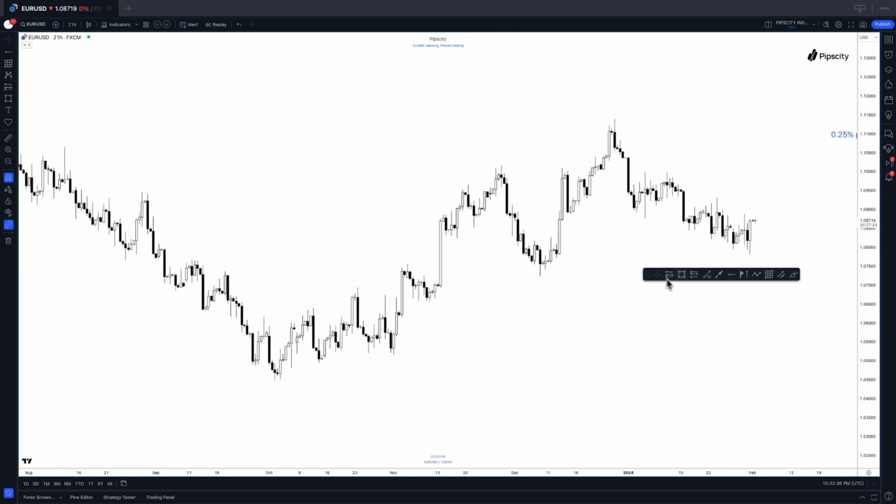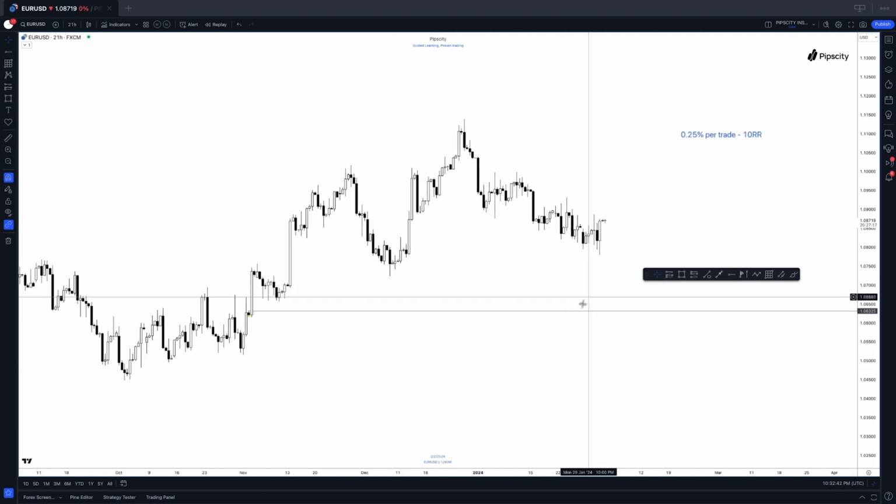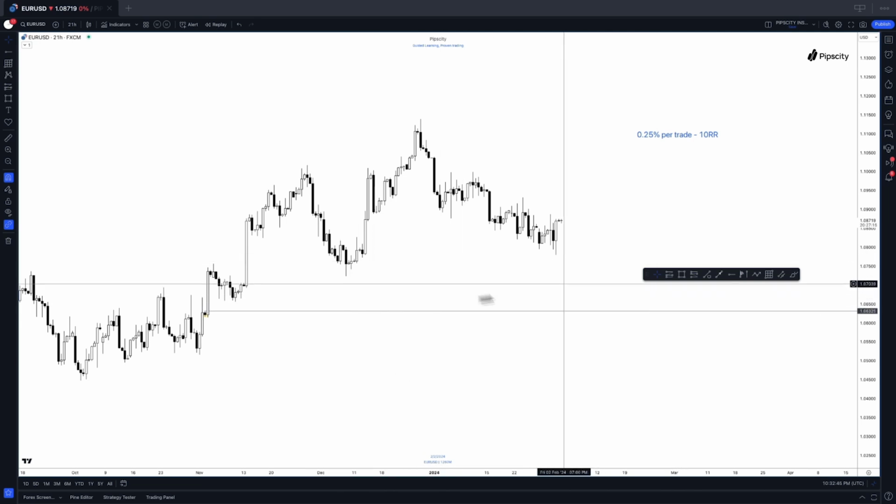And ideally, if you also look at this level, this is a very valid level to watch out for price later on in the future to come back into, right? So I will still say I'm bearish on this pair for now. And yeah, pretty much that's it.